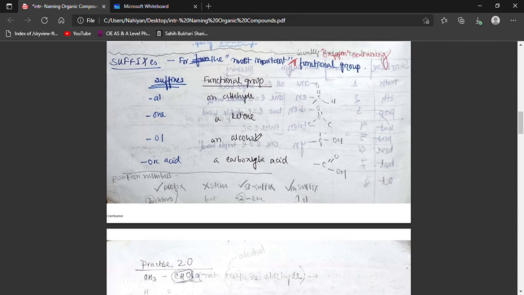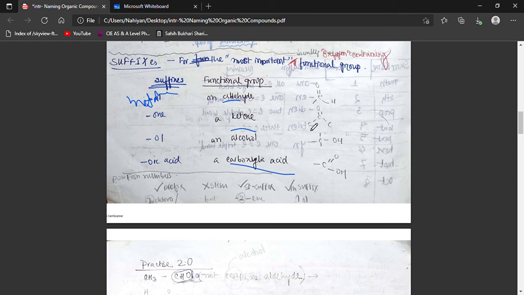Moving on to the suffixes. It's not that you always have alcohol or alkene. You might also have aldehydes, ketones, carboxylic acid. So what do they end in? If you have one carbon, it's meth, so it's going to be methanol.